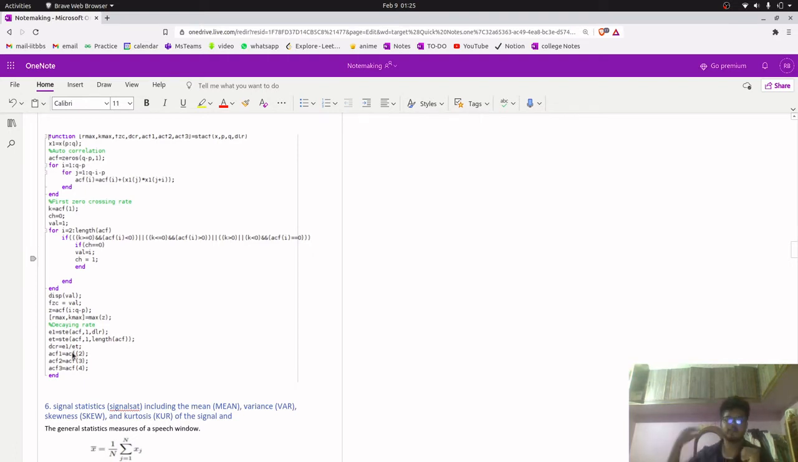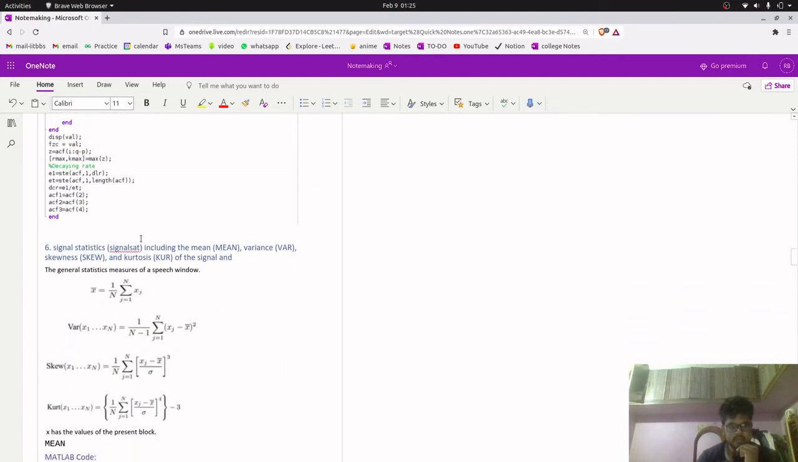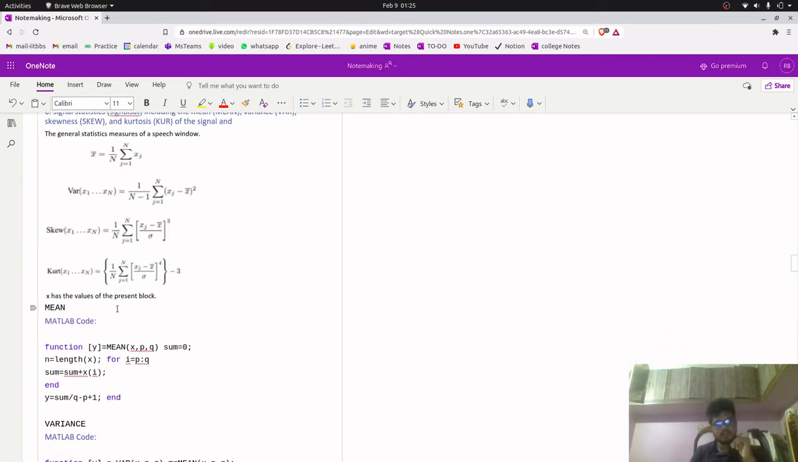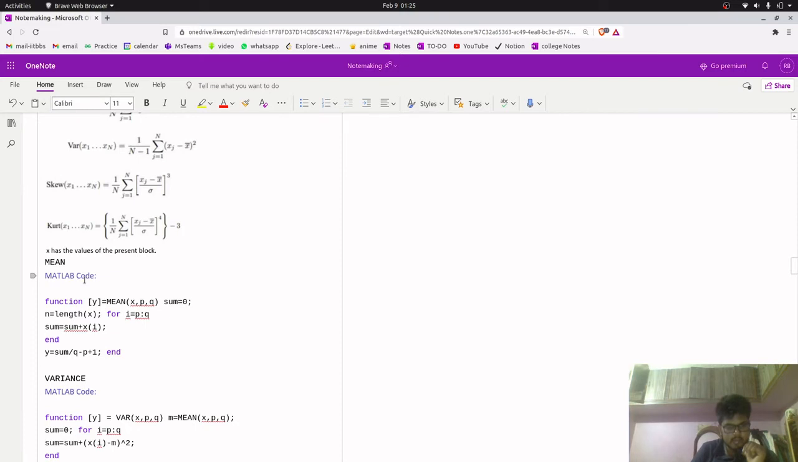Suppose the energy of the first sample is E1, and after some time t the energy becomes ET. Then the decaying rate will be E1 by ET, as we all know. Now these are some general statistics like mean, variance, skew and kurtosis, which are very basic, so I am not going to explain them. I can explain the third order and fourth order as of now.